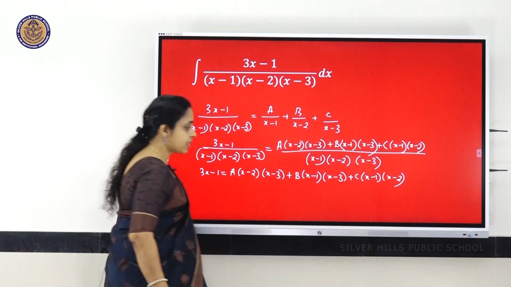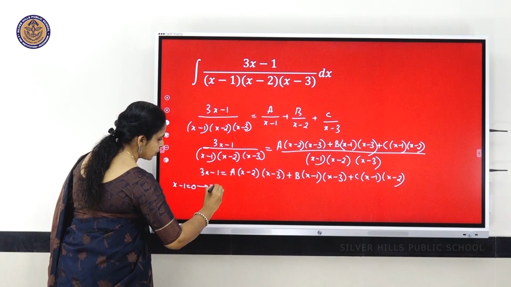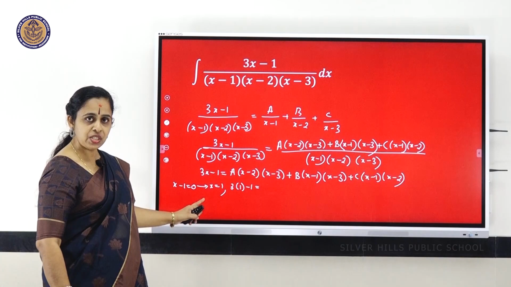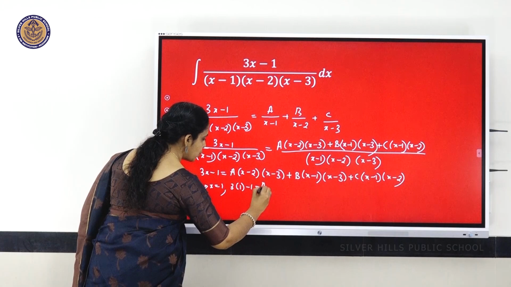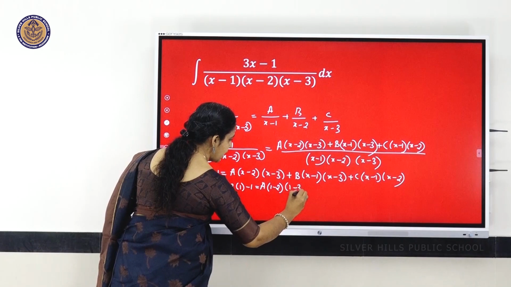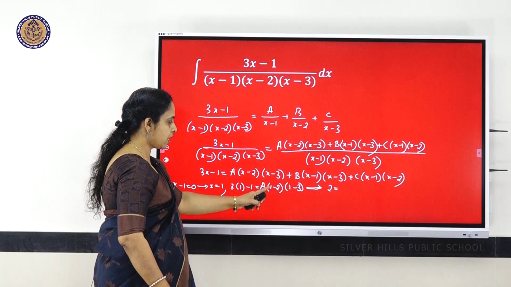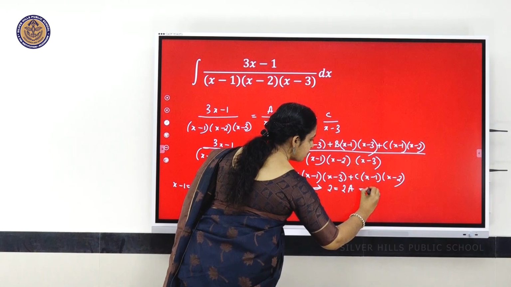Now let us give the factors 1 by 1 equal to 0. First one, x minus 1 equal to 0 means x equal to 1, giving LHS 3 into 1 minus 1 equal to, where you see x minus 1, automatically that part will become 0. So x minus 1 comes in b with the c also, so both will become 0. You will get only a into 1 minus 2, 1 minus 3. From this, we get 3 into 1, 3, minus 1, 2. 2 equal to, here comes 1, minus 1 comes here, here minus 2 comes. Minus 1 into minus 2, positive 2. So 2a. So from this, we get the value a equal to 1.